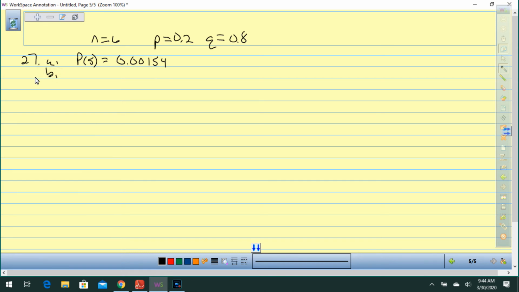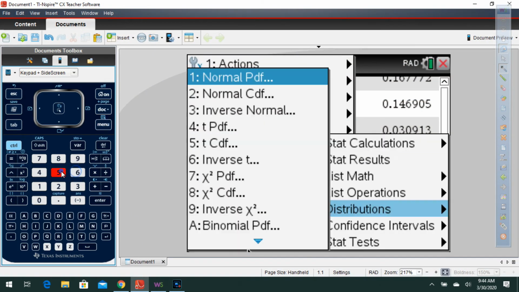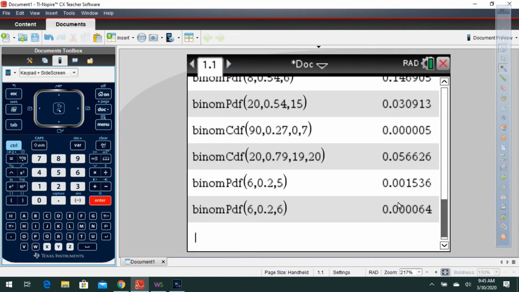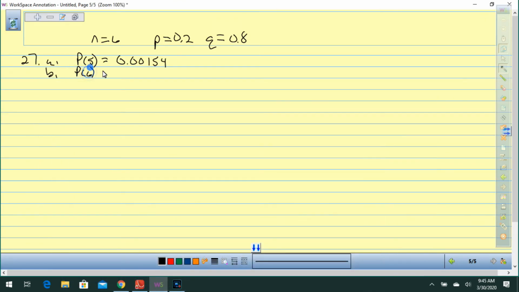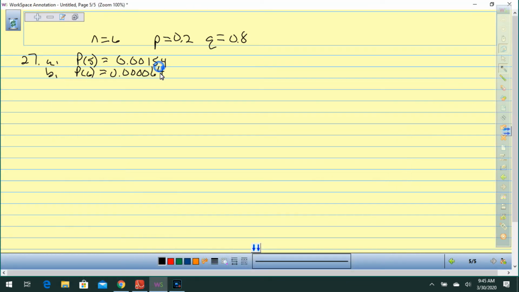27B. What is the probability that all of the selected adults believe in reincarnation? So that would be 6. Menu 6, 5A, 6, 0.2, 6. All of them. Probability of 6 is 0.000064. And that 4 is probably rounded. All right, good.